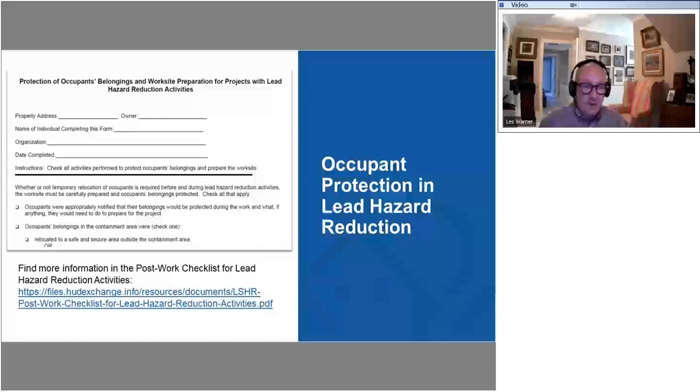Was the occupant able to continue to occupy that unit and we're containing that work area? Were we relocating folks? There is a form to be able to document that, and we've provided a link on that.